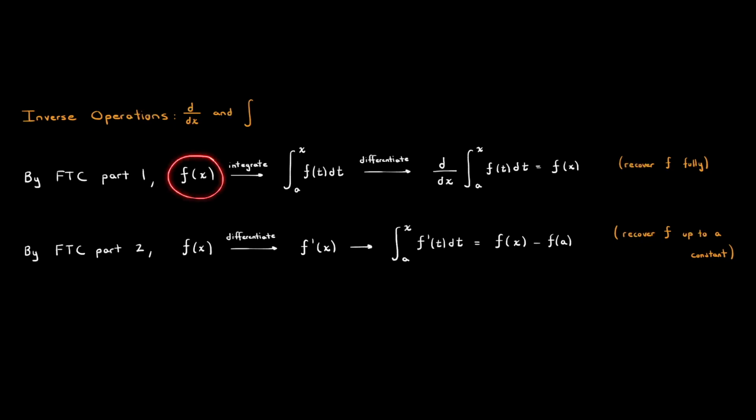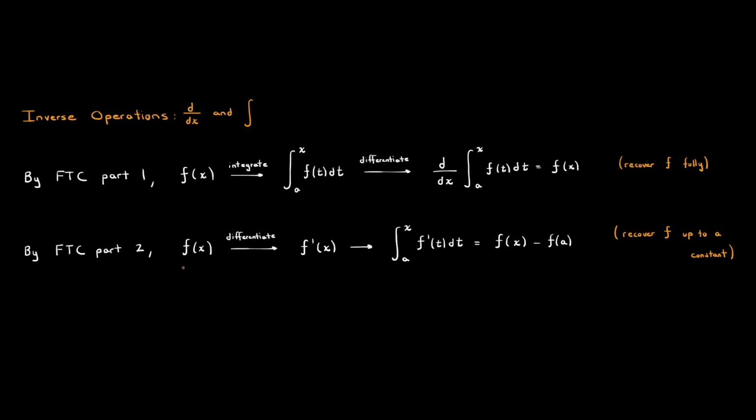So if we start with a function, f of x, and we build the signed area function by integrating, right? So we integrate from some fixed point to x, f of t dt. Then if we were to differentiate using the fundamental theorem of calculus part 1, which is what we learned in this video, these sort of cancel out, and you just get back the integrand evaluated at the upper limit, f of x. So in this case, you start with f of x, you integrate, you differentiate, they cancel out completely, and you just get back where you started. So you recover f fully.